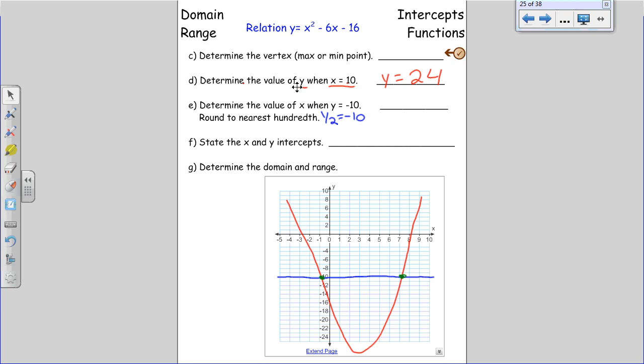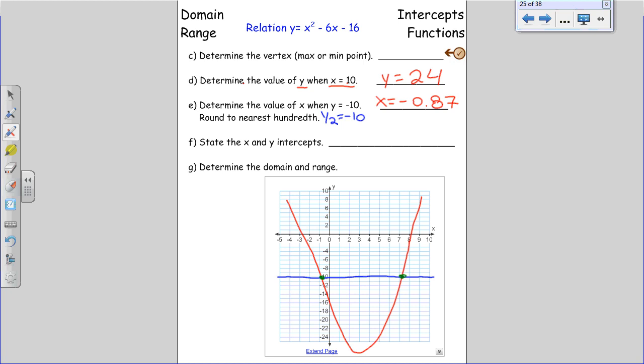Decimal. Sorry, that's 0.87. The 7 point something is natural. Anyway. Second trace intersect: when y equaled -10, x equaled -0.87.